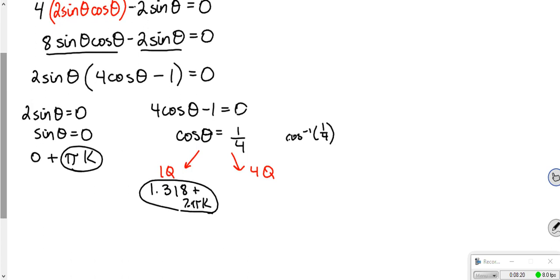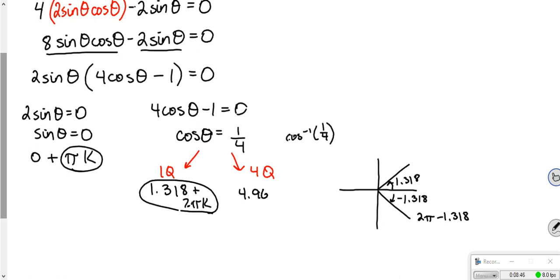Now, in the fourth quadrant, if you picture your unit circle, if this is 1.318, then this down here would be a negative 1.318, or 2 pi minus 1.318, which is going to give us 4.965 plus 2 pi k. Again, it's cyclical. Happens every fourth quadrant. So those would be my 3 answers for this one. And again, in your answer box, just separate them by commas.